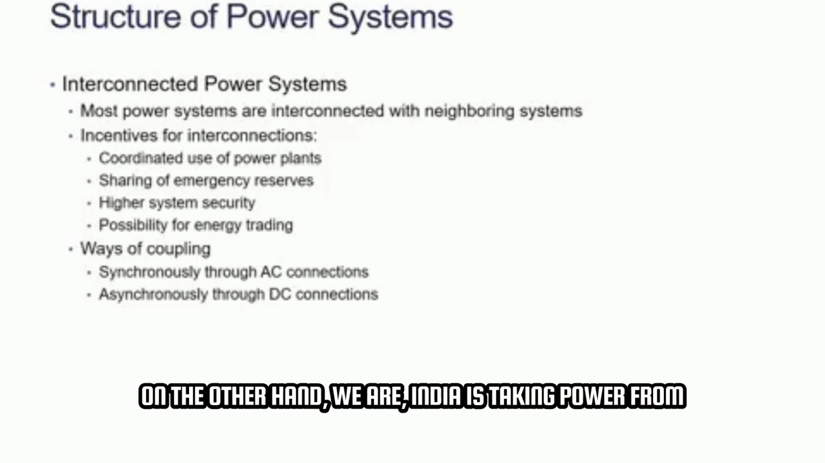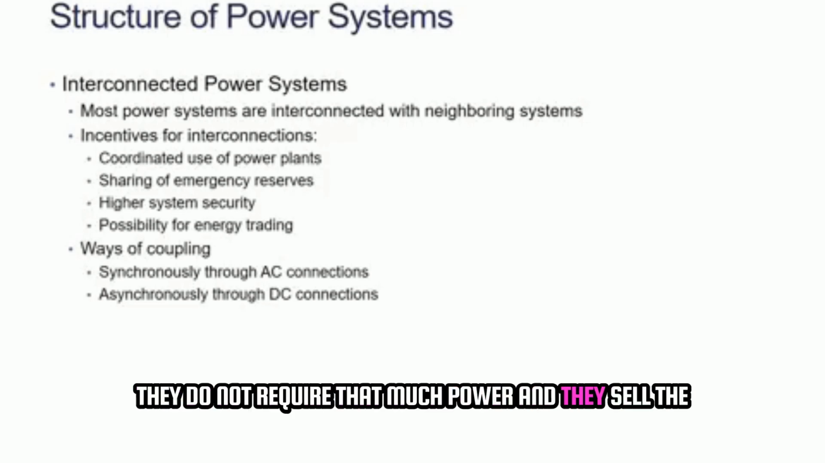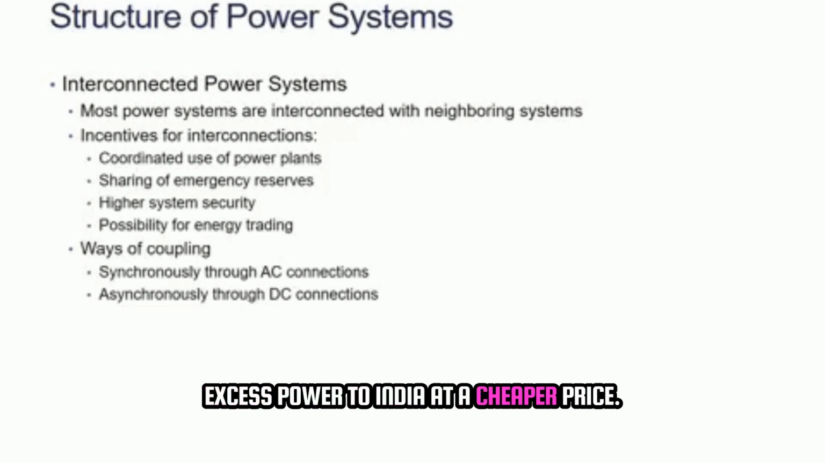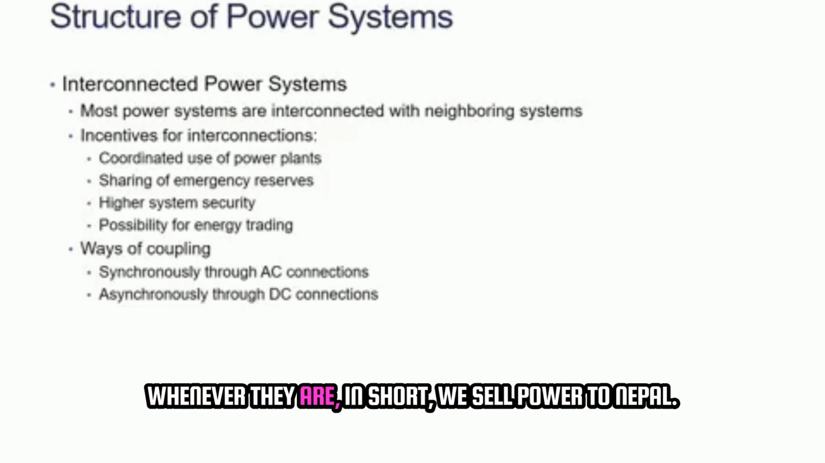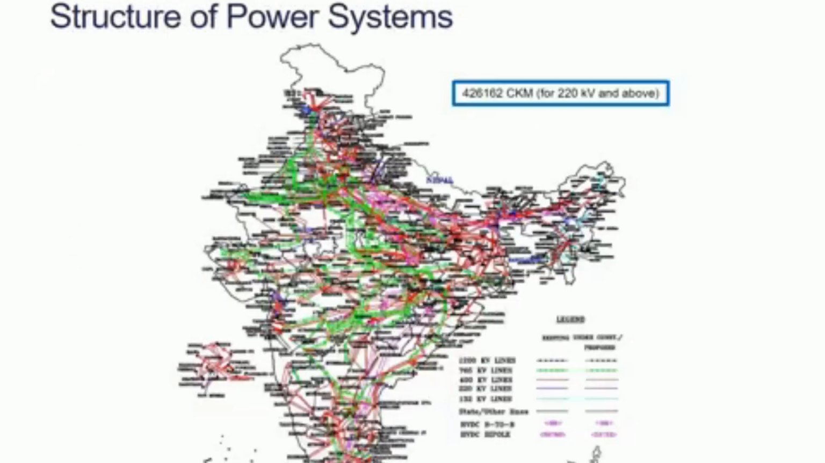On the other hand, India is taking power from Bhutan, because Bhutan has a huge amount of hydropower plants, and they do not require that much power, and they sell the excess power to India at a cheaper price. Similarly, with Nepal and India, whenever Nepal has an excess, they sell power to India. Whenever they are in short, we sell power to Nepal. So it is a trade-off between India and Nepal. This is the way people connect synchronously through AC and asynchronously through DC systems.